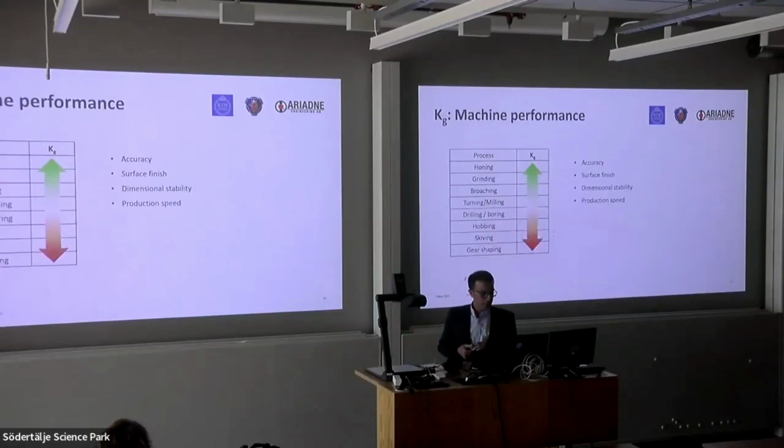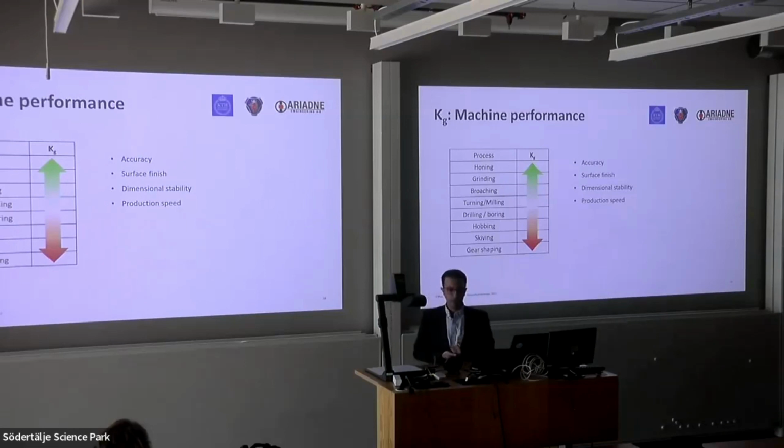And the machine performance is based on your experience, and you have to take it into consideration regarding accuracy, surface finish, dimensional stability, and production speed. For example, broaching is a really stable process where you get good dimensional stability, but the surface finish is not as good as grinding.